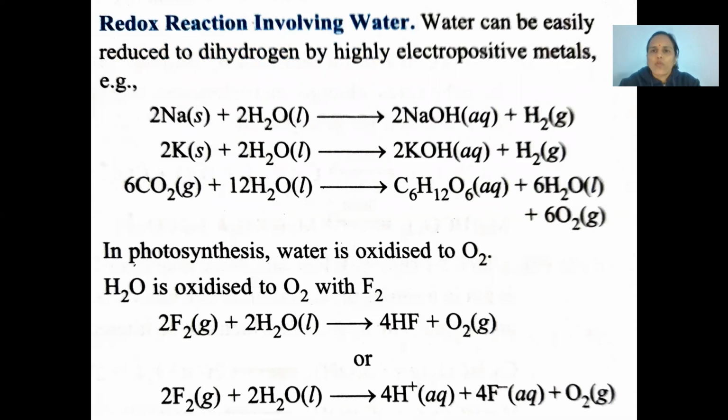Redox reactions involving water. Water can be easily reduced to dihydrogen by highly electropositive metals. Example, 2Na + 2H2O gives 2NaOH + H2, 2K + 2H2O gives 2KOH + H2. 6CO2 + 12H2O gives C6H12O6 + 6H2O + 6O2. In photosynthesis, water is oxidized to oxygen. H2O is oxidized to oxygen with fluorine. 2F2 + 2H2O gives 4HF + O2, or 2F2 + 2H2O gives 4H+ + 4F- + O2.